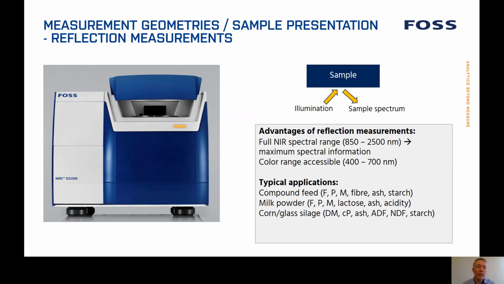Typical applications of reflection measurements are, for instance, compound feed, milk powder, or corn and grass silages. And parameters such as fat, protein, moisture, fiber, ash, and starch can be measured. One thing to pay attention to is the limited penetration depth at the long wavelength, which means that often you would need to measure a number of subsamples and generate an average in order to represent the sample in the best way.